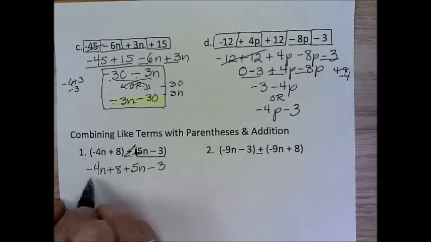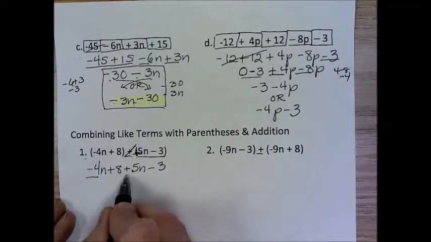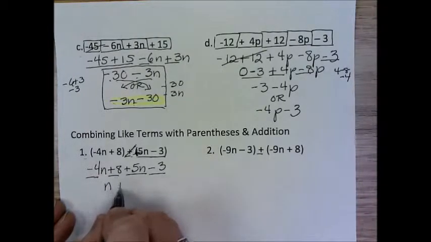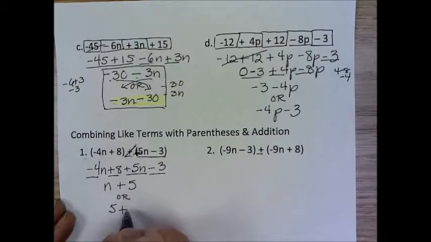And when I combine my n's, I have a negative 4n plus 5n. That would just be 1n. And then I have 8 minus 3, that would be plus 5. Or we could write that as 5 plus n.